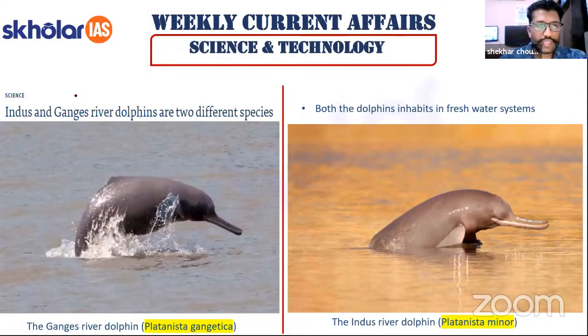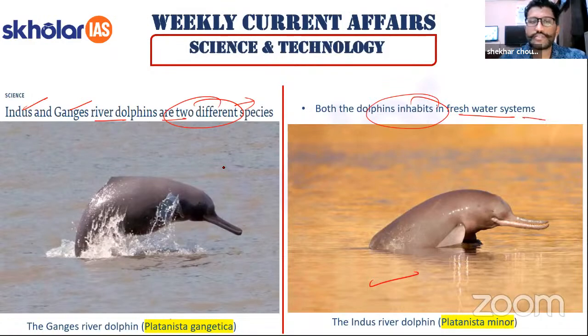So there was a news in the Hindu newspaper about the Indus and Ganga river dolphins, that they are two different species. The Ganga river dolphin, Platanista gangetica, and the Indus river dolphin, Platanista minor. Both dolphins inhabit a freshwater system. You must have heard about the Ganga river dolphin, but the Indus river dolphin was not too much in the news. But this article has definitely covered it.